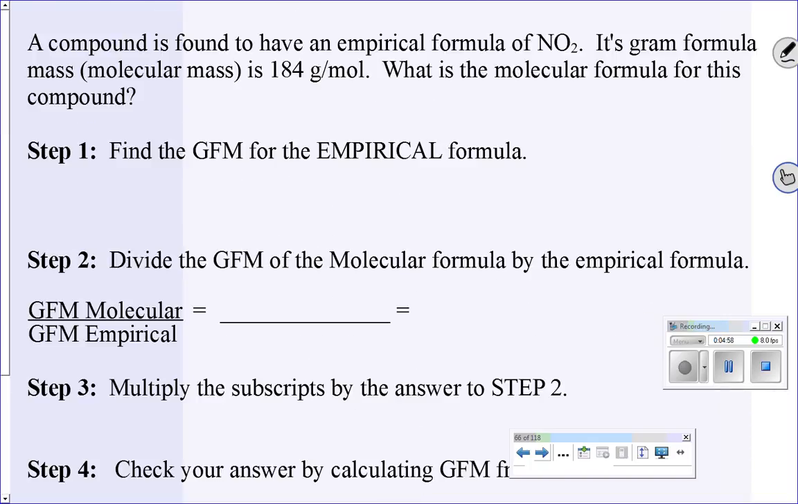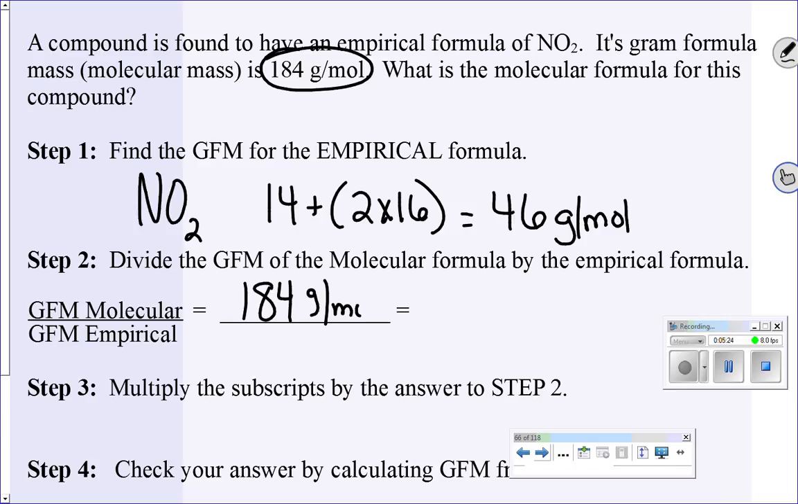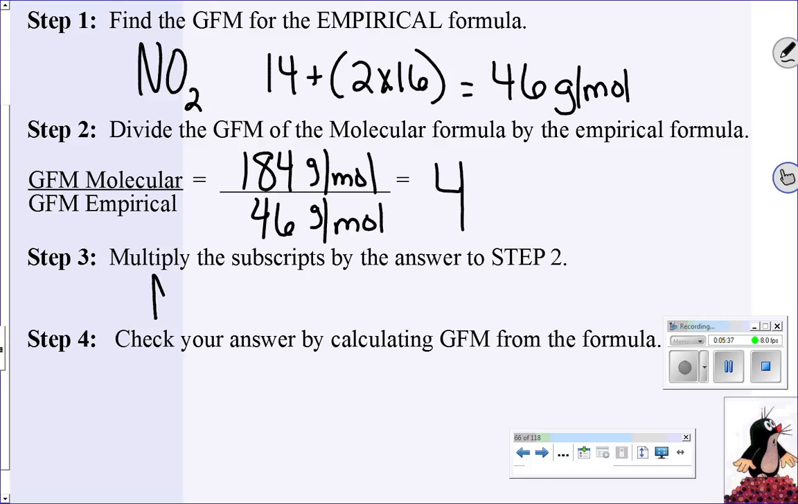Just another one to try here. We have NO2 as our empirical formula. Its gram formula mass is 184 grams per mole. So we're going to do 14 for our mass of nitrogen, plus 2 times 16, giving us a total mass of 46 grams per mole for our empirical formula. So we're going to pull down our 184 from the problem, divide that by 46, and this gives us 4. It means we have 4 times everything in the actual formula. So instead of N1O2, multiply everything by 4, and we're going to get N4O8.